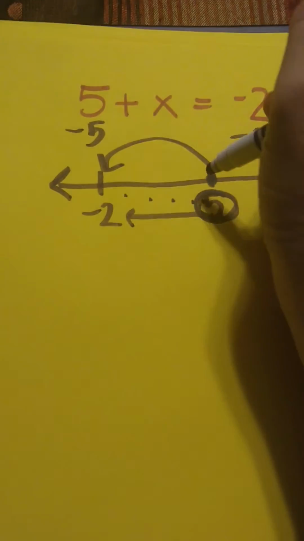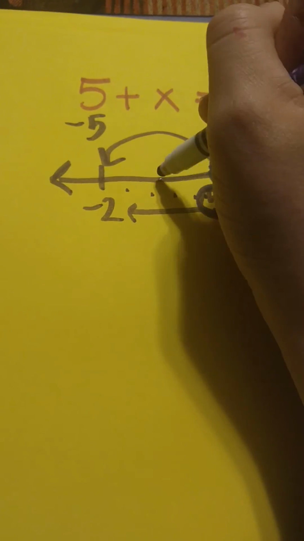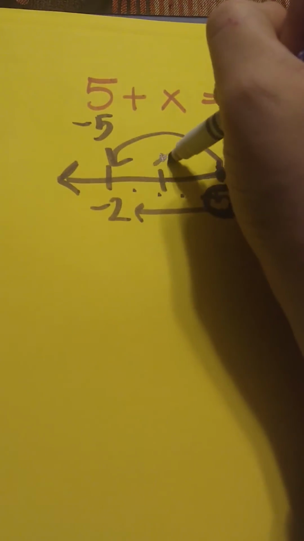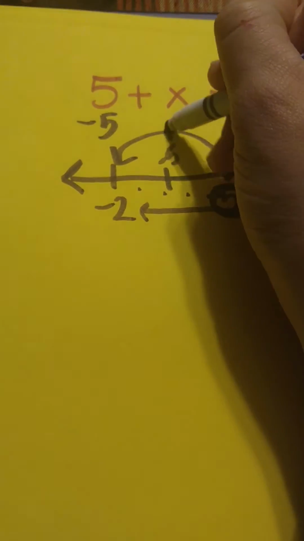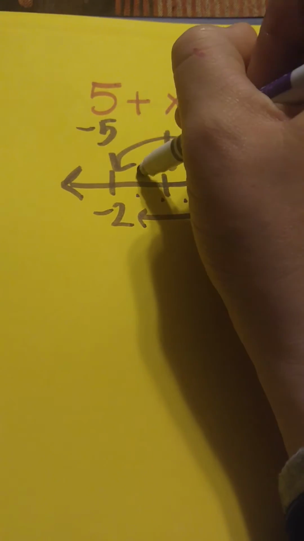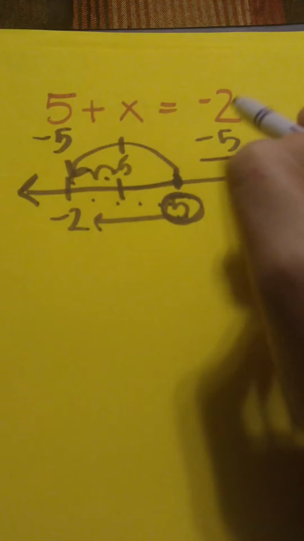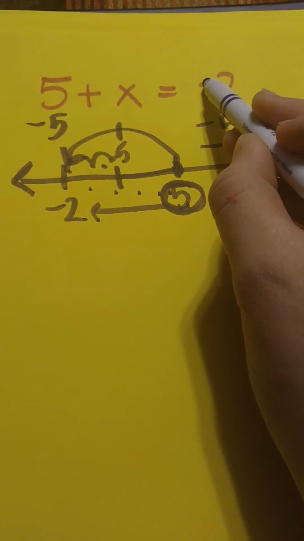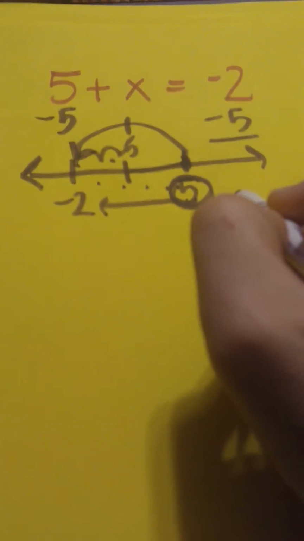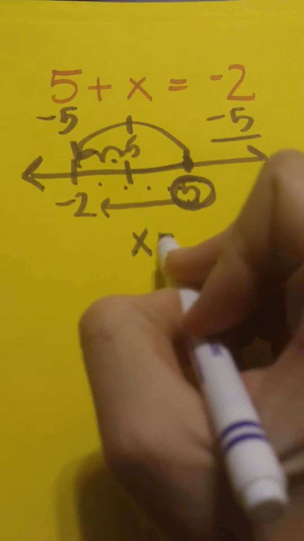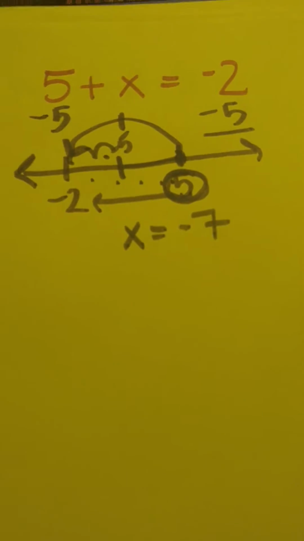So, I took away these 5 values right here. And I still had to go 2 more units negative. So how many units did I have to go negative? Let's see here, negative 2 and negative 5. That does in fact give me negative 7.